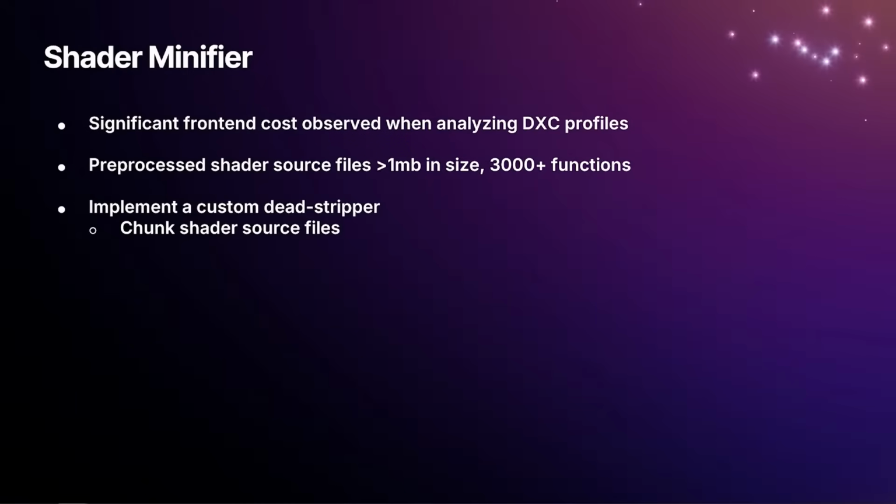So the process here is we divide our shader source files into chunks. The chunks are things like functions, GBuffer declarations, variable declarations, etc. We find all the chunks that are relevant to a single entry point or a set of entry points, and then we just emit a new copy of the source containing only those chunks.